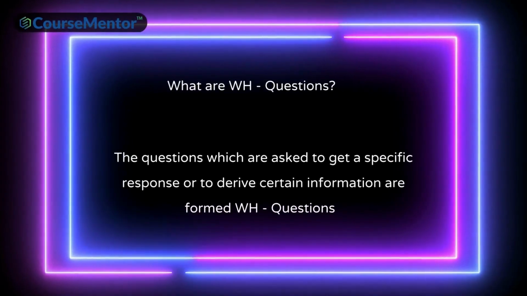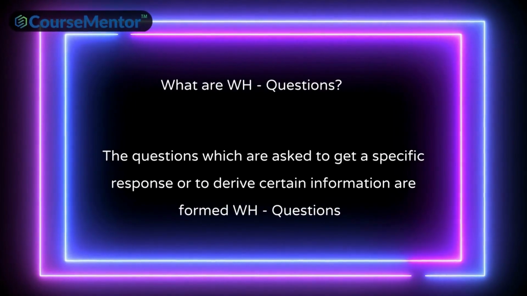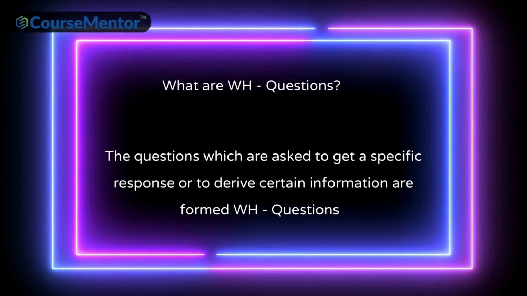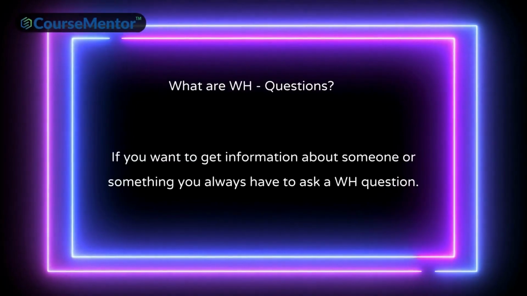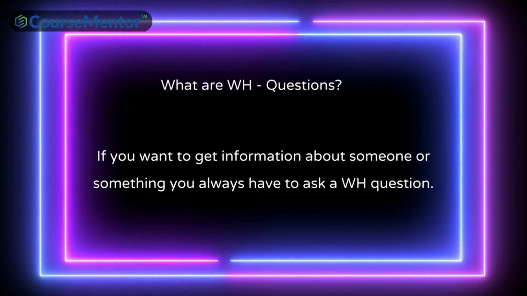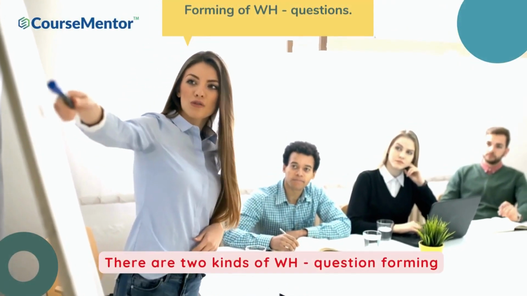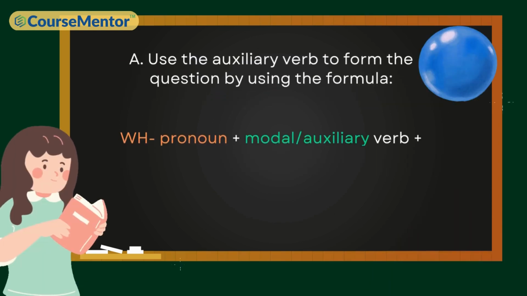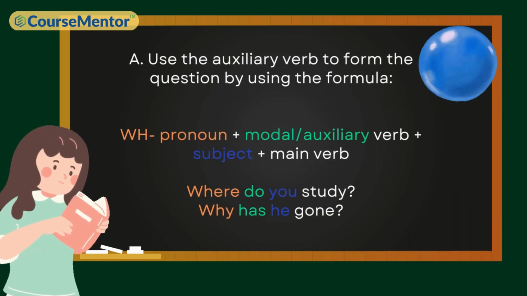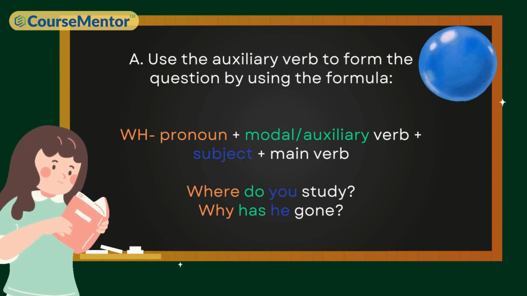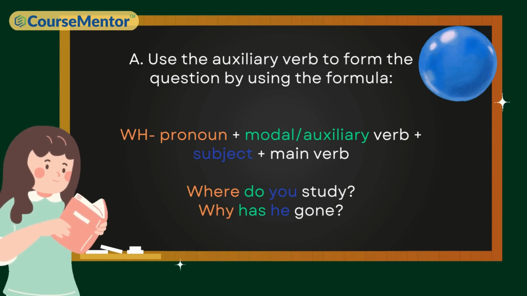What are WH questions? The questions which are asked to get a specific response or to derive certain information are called WH questions. In simple words, if you want to get information about someone or something, you always have to ask a WH question. How to form the WH questions? Well, there are 2 simple rules for forming WH questions. Rule A. Use the auxiliary verb to form the question by using the formula WH pronoun plus modal or auxiliary verb plus subject plus main verb.